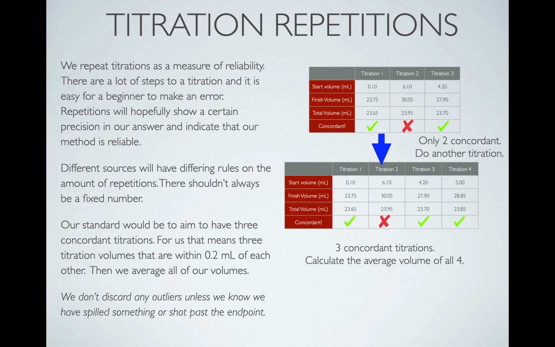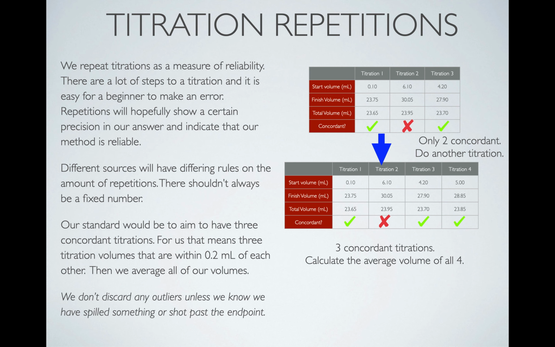Okay, when we do a titration, we always do repeats. We don't usually do just one, okay? That measures the reliability of the numbers we're seeing here. It's easy for a beginner to make errors in titrations, so that's why we repeat it. Now, different sources online will have different rules on how many repetitions you do, how many titrations you do. But the thing that most chemists say is there's not a fixed number.